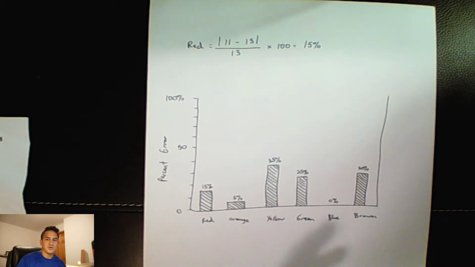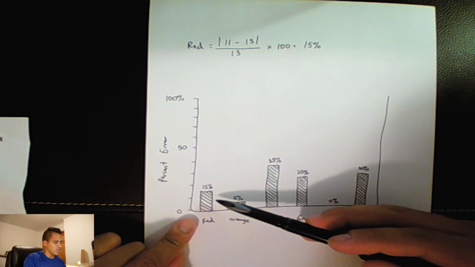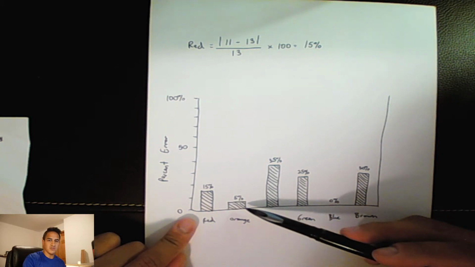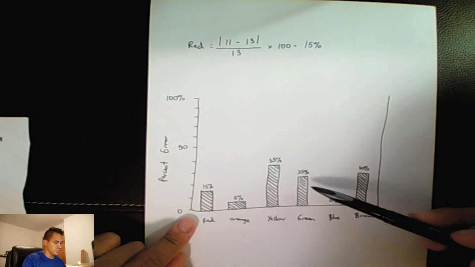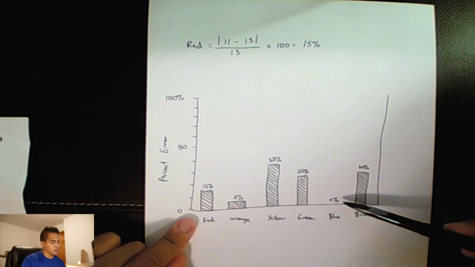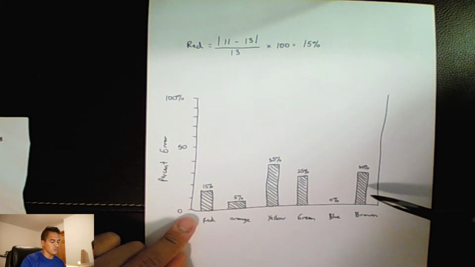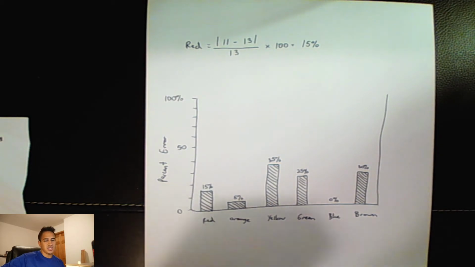All right, so I have finished all my calculations. I've made my graph. So we had a 15% error for our red M&Ms, a 5% error for our orange M&Ms, a 35% error for our yellow M&Ms, 25% error for our green M&Ms, a 0% error for our blue M&Ms, and a 30% error for our brown M&Ms. Okay, so if you got the same percentages as I did, then good job. And if you did not, well, maybe recalculate them.